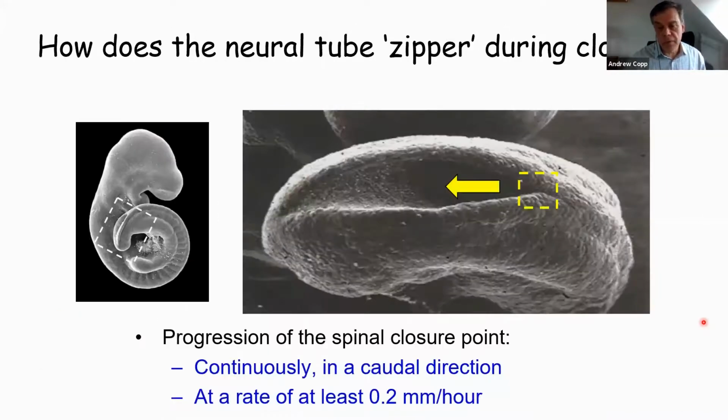So one thing we've been doing recently is to try to understand how the zippering process occurs, how the wave of closure passes down the body. And of course, this is the process that fails, giving rise to spina bifida. This is a continuous process in the embryo, and it moves at a considerable rate, 0.2 millimeters per hour, over about a 40-hour period in mouse development.